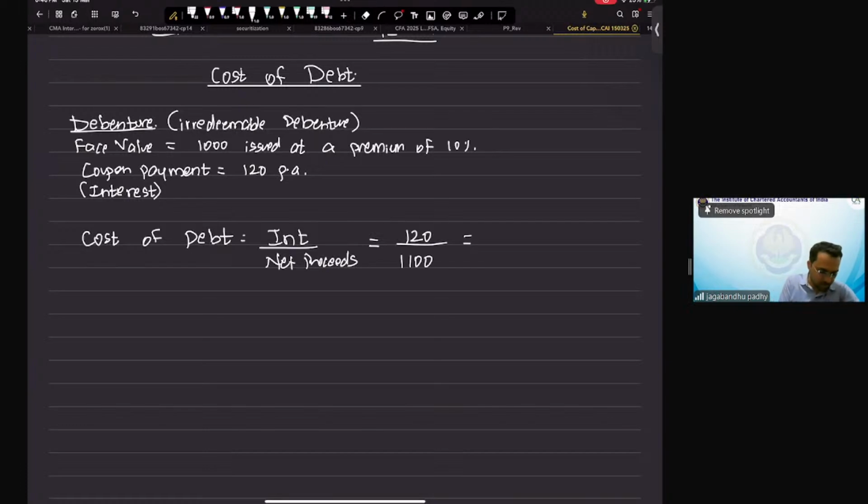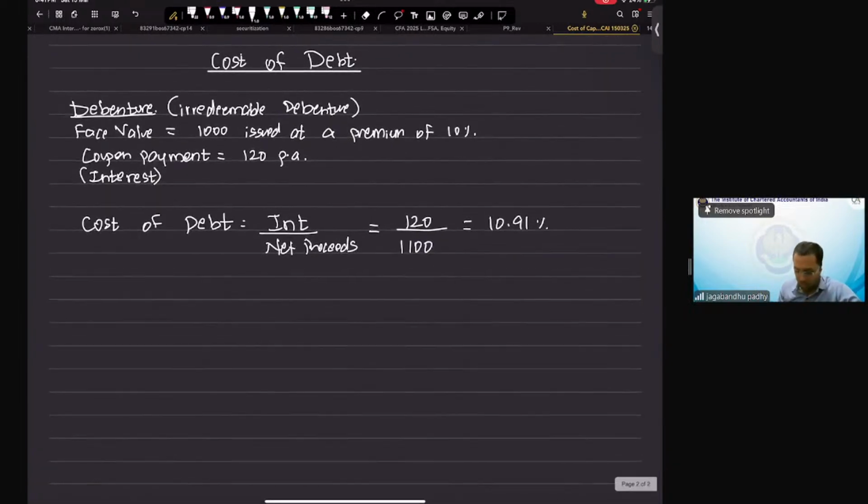What's the answer? 120 divided by 1100. That's 10.91%. You would be getting 0.1091, I'm just making it in terms of percentage. So in percentage terms, that's 10.91%. Cost of debt is 10.91%, where we simply said that it's going to be interest upon net proceeds. So it's as simple as that. Whatever interest you pay is in the numerator, whatever principal you have received is in the denominator. 10.91%. Simple.